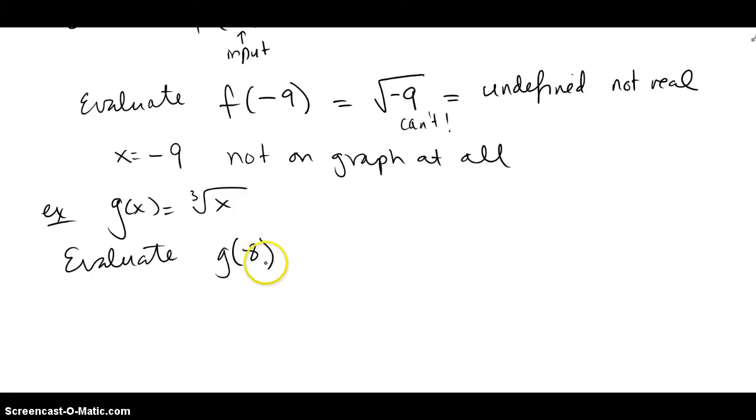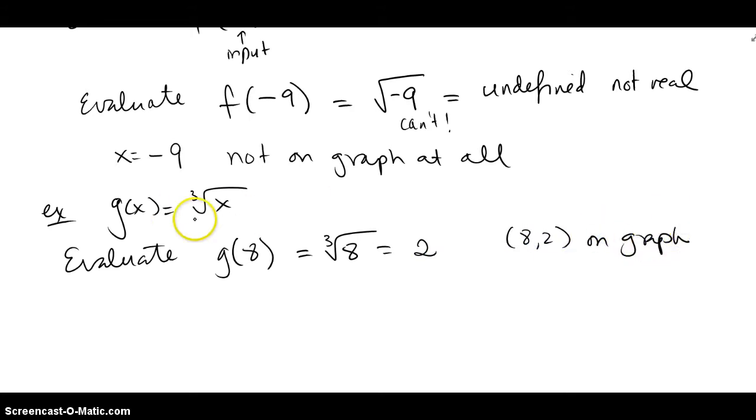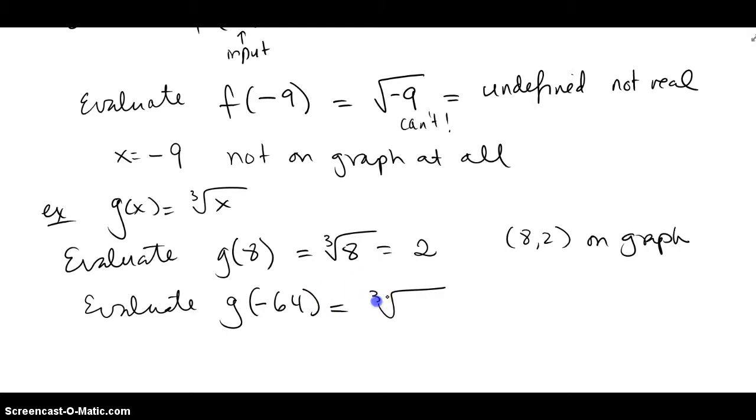Let's say I had to evaluate g of 8 for this cube root function. Of course I would put in the 8 and then cube root of 8 would pop out a 2, so 8, 2 would be on the graph of this g of x function. Or if I said evaluate, let's say, g of -64, you would put a -64 in and that would pop out a -4. So negative under a cube root is going to be okay. We can actually evaluate that because that's -4 times -4 times -4. So then we would have -64 and -4 on the graph of the cube root function.